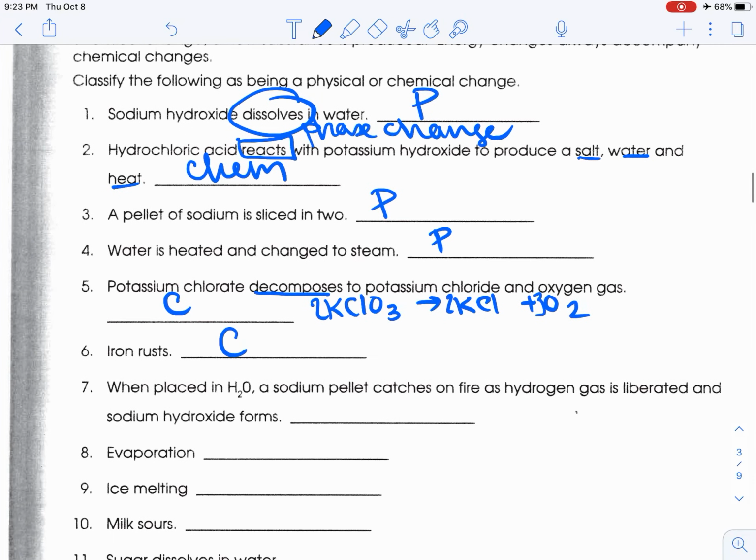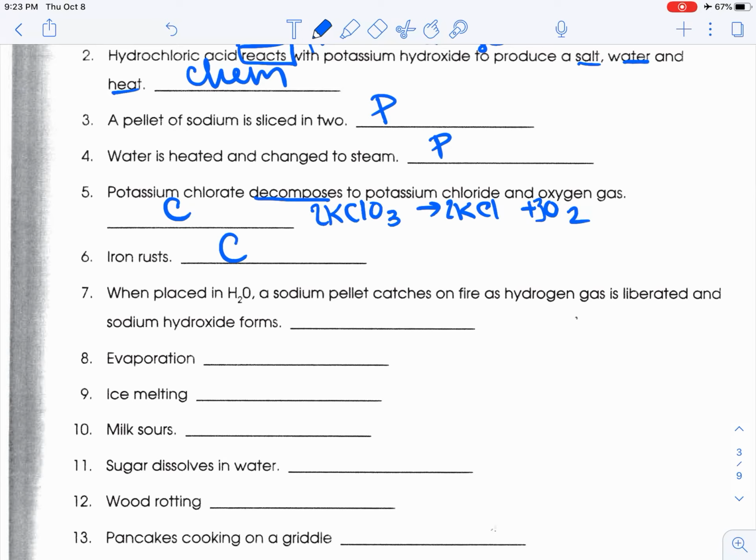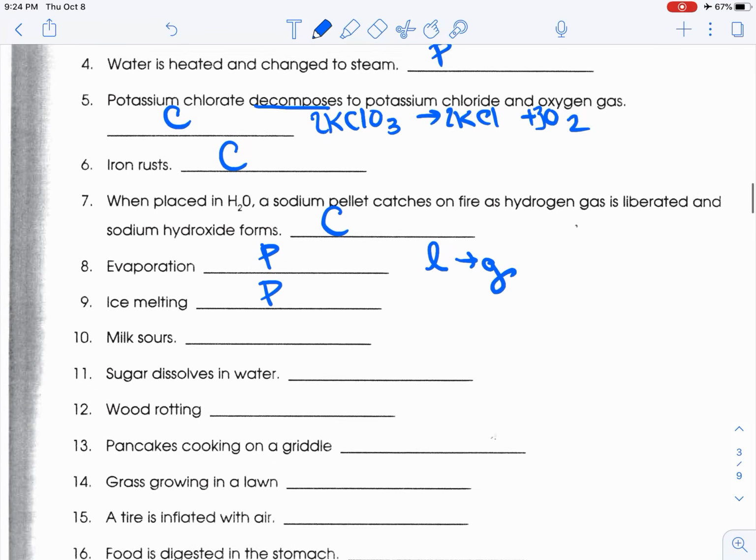Rusting is a chemical change. We're forming that new, rusty colored substance. It's very brittle. It breaks apart. Chemical. When placed in H2O, a sodium pellet catches fire as hydrogen gas is liberated, which means given off, and sodium hydroxide formed. So that is definitely a chemical change. We're breaking bonds, forming new substances. Evaporation. Well, what is evaporation? That's when a liquid goes to a gas. That's a phase change, so it's physical. Ice melting, that's a phase change. So it's a physical change.